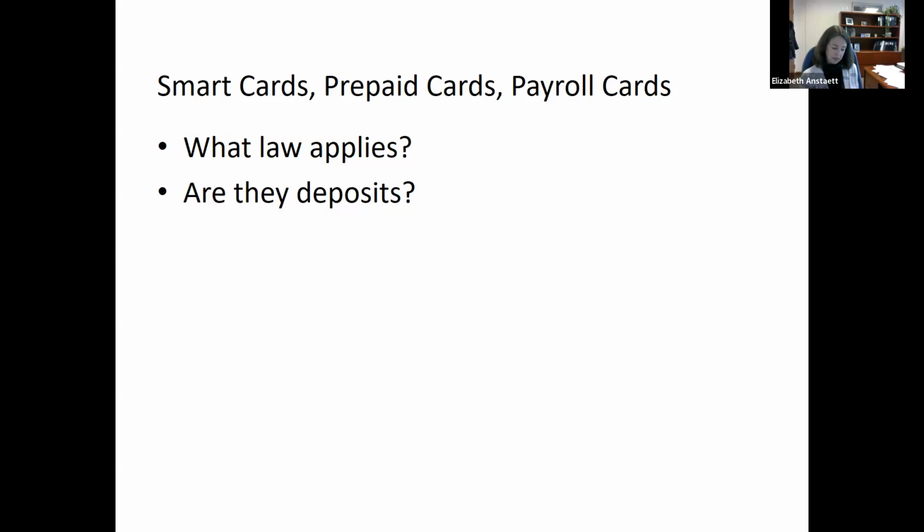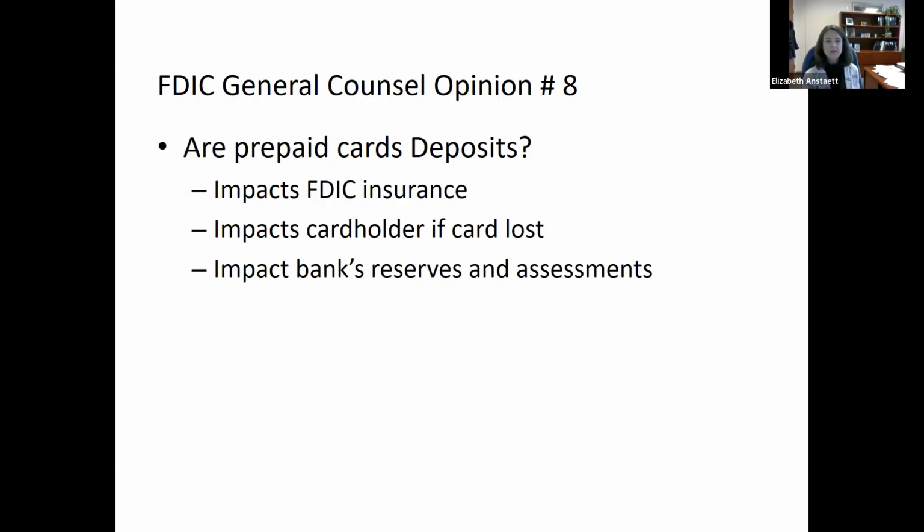And the other issue that comes up with these types of prepaid and debit cards that are being used more often as payroll cards and insurance benefit cards is whether or not they are deposits. And this is a very important compliance question, because if they are deposits, they're subject to FDIC insurance. They have to be reported. It impacts whether a cardholder has any rights. If you drop your debit card, is it like dropping a $20 bill? Or is it like losing a check? And whether it's a deposit will also impact a bank's reserves and assessments.